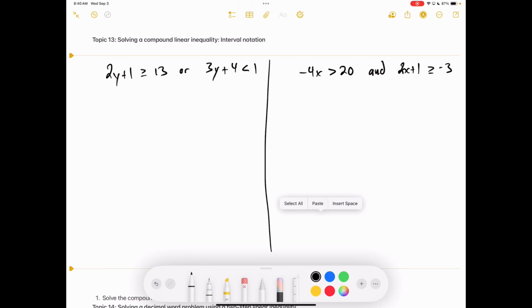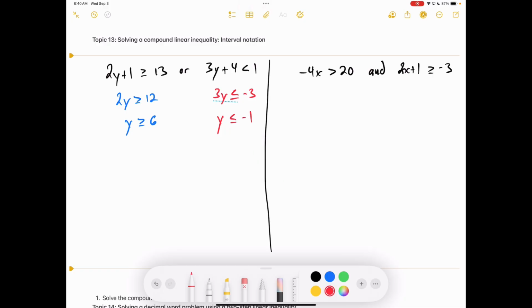So one of these topics, I was wondering when I said that was super easy, I was wondering why I did it like that. This topic, solving a compound linear inequality in interval notation, is probably the toughest one. We'll talk about the or and the and in just a second. Let's just work the problem out and get our answer, and I'll show you what to do. So 2y plus 1, we are going to subtract 1 from both sides and then divide by 2. And then on this one, we are going to subtract 4 from both sides, which would be -3, divide by 3, which would be -1.